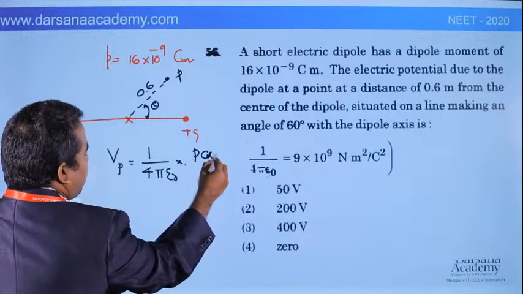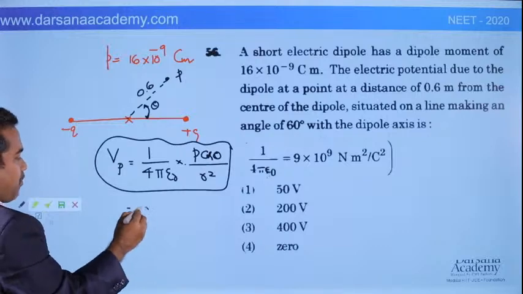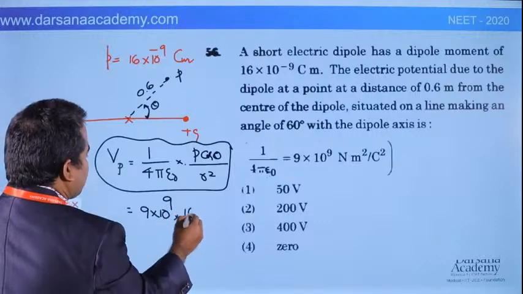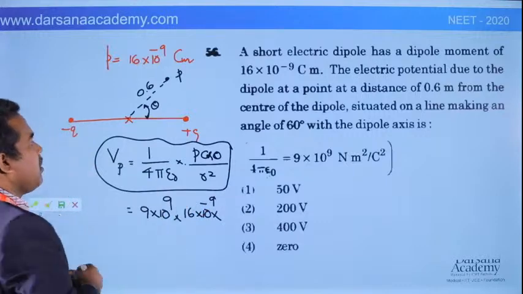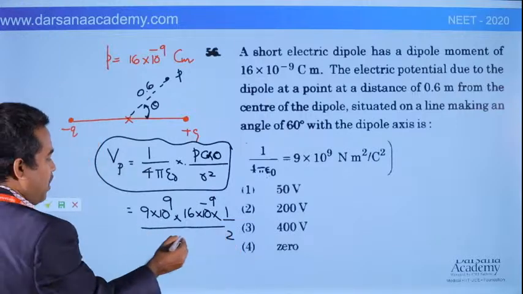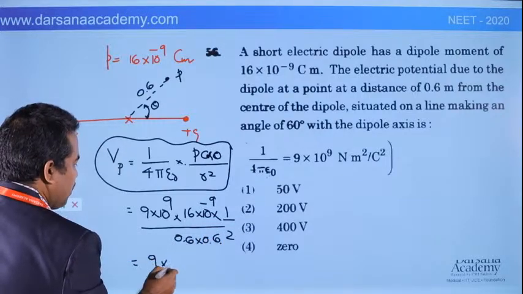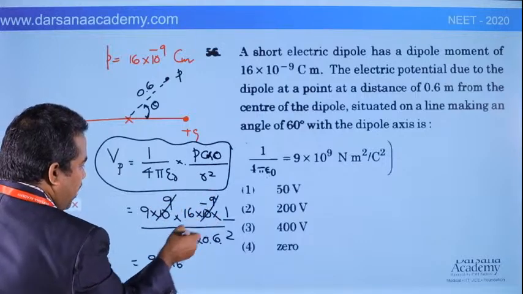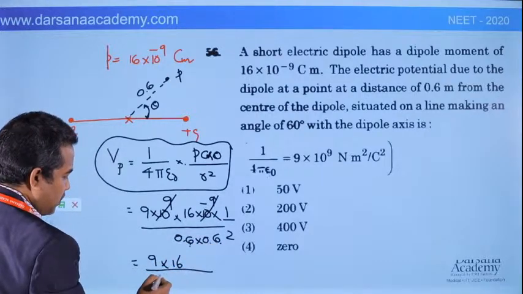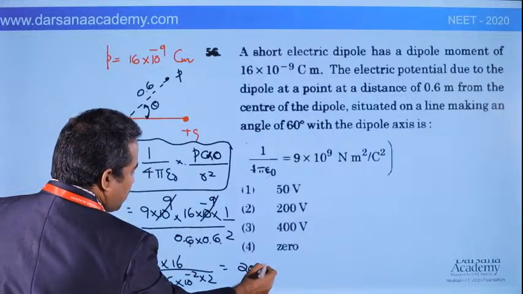That is P cos theta divided by r square, a good expression. We know 1 by 4 pi epsilon 0 takes the value 9 into 10 raised to 9, into the dipole moment 16 into 10 to the power of minus 9, into cos 60, which takes the value 1 by 2, divided by r square as 0.6 into 0.6. So that is equal to 9 into 16 into 10 to the power minus 9, and the plus 9 cancels, divided by 6 into 6 as 36 into 10 to the power of minus 2, into 2. After solving, you get the value as 200 volt.